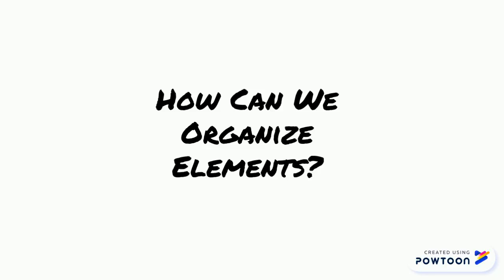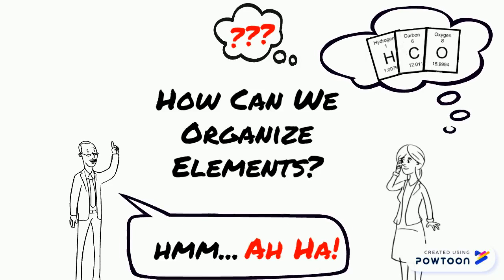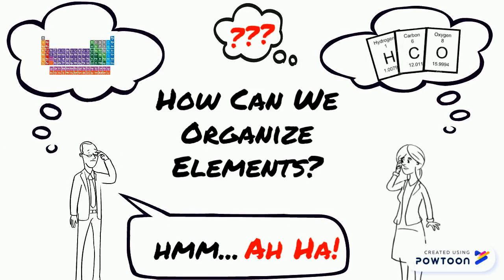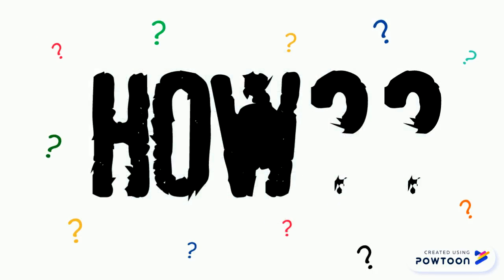Elements have puzzled scientists for centuries. Dmitry Mendeleev was the first to come up with a working periodic table that could classify all the elements. At the time, there were many missing elements. Mendeleev formed a table without them and predicted the missing elements. How is that possible?